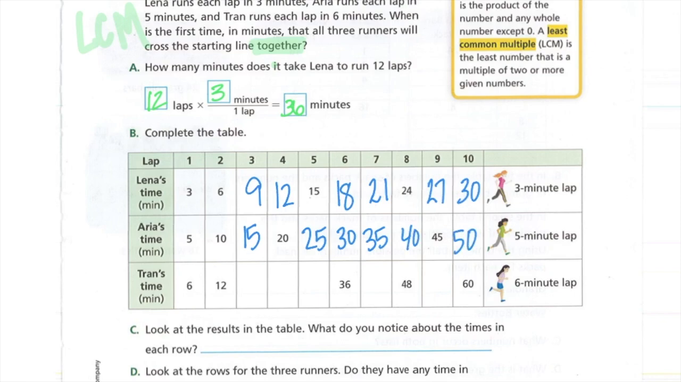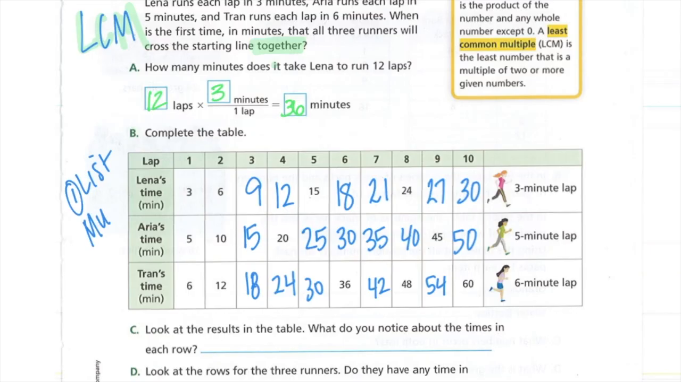Okay, I want you to pause the video and do the 6s. So you did 6, 12, 18, 24, 30, 36, 42, 48, 54, and 60. Okay? So basically all we've done so far is list the multiples. So we're finding LCM. And the first step is we listed the multiples. Okay?